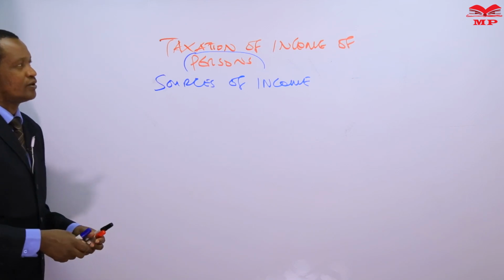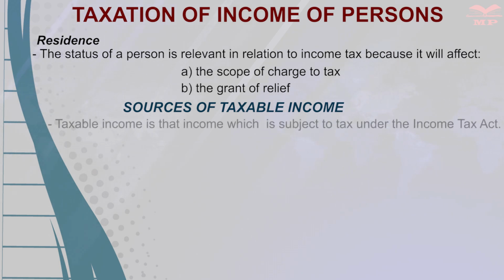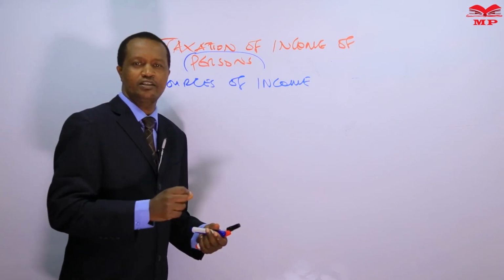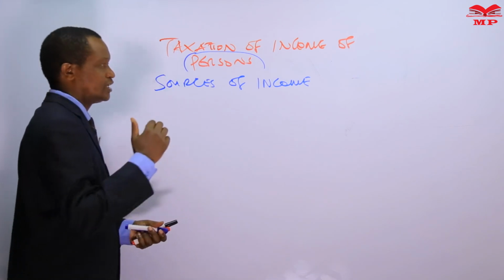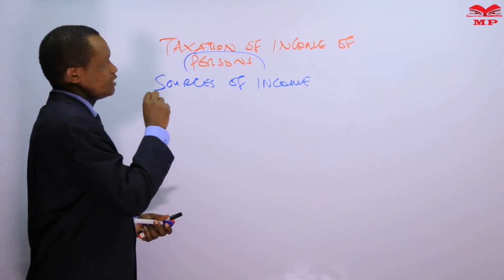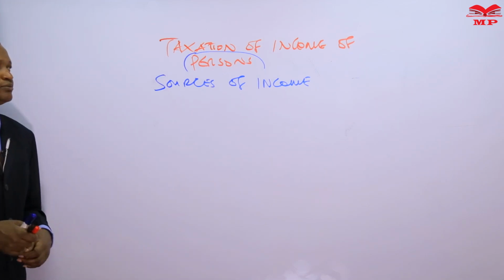Remember, when you talk about the sources of taxable income, we are talking about that income which is subject to tax under the Income Tax Act. When you're talking of taxation of persons, we are being guided by the Income Tax Act. So the Income Tax Act stipulates clearly the sources of income that is subject to tax. So we have different sources of income that can be subject to tax.